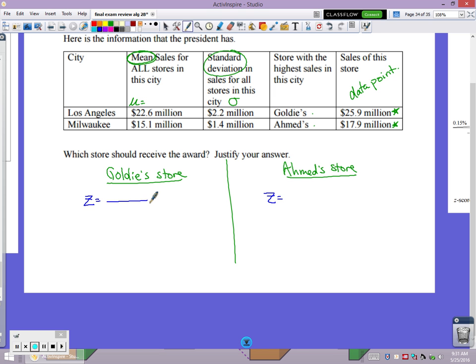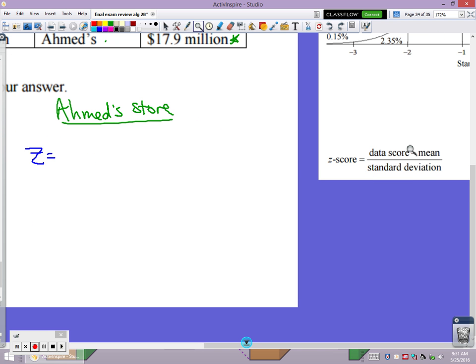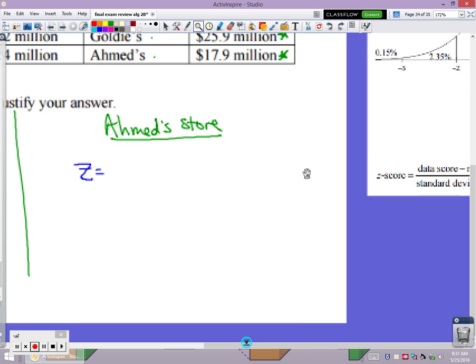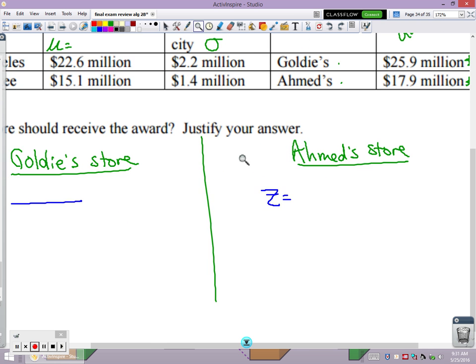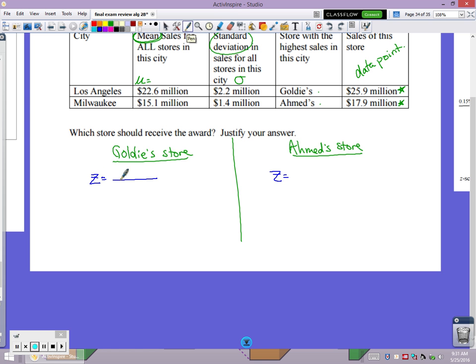So we're going to write the z-score. The z-score formula is right here on your formula sheet. We have the data score minus the mean over the standard deviation. If you need that, remember it's on your formula sheet. The data point for Goldie's store is 25.9. I'm going to leave it in millions. Everything is in millions, so I'm not going to write a bunch of zeros, because that would make it harder to keep track of everything.